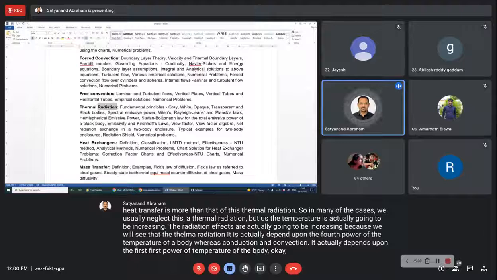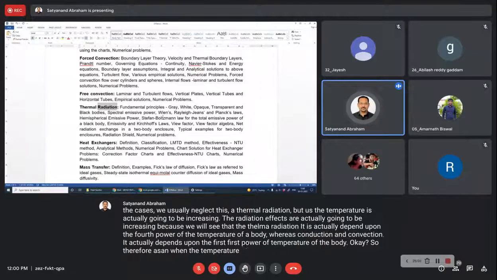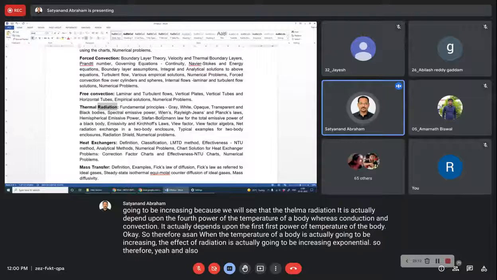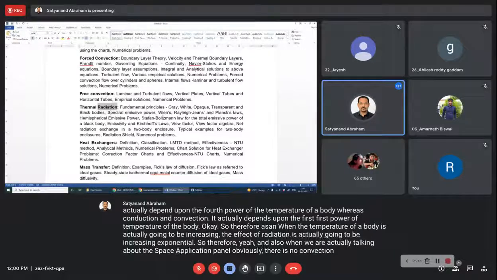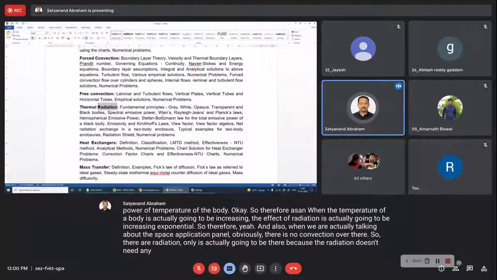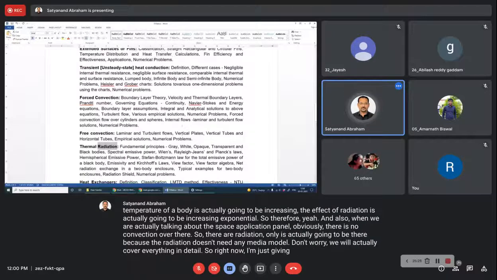So as and when the temperature of a body increases, the effect of radiation increases exponentially. Also, when we are talking about space applications, obviously there is no convection over there. So there, radiation only is going to be there, because radiation doesn't need any medium at all. Don't worry, we will cover everything in detail. Right now, I'm just giving you a feel of this course.